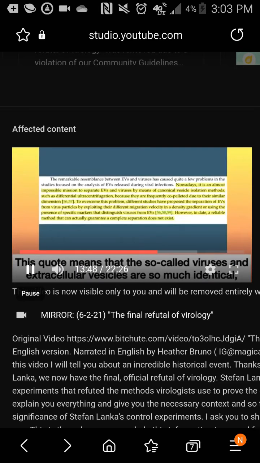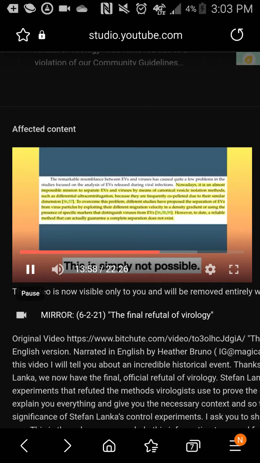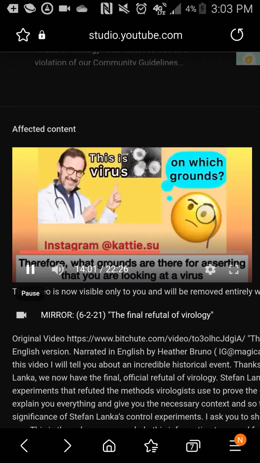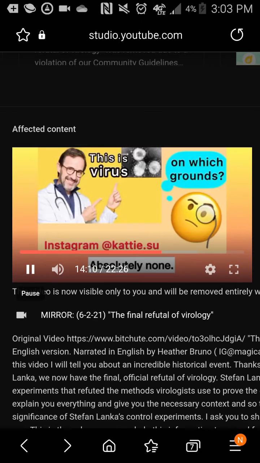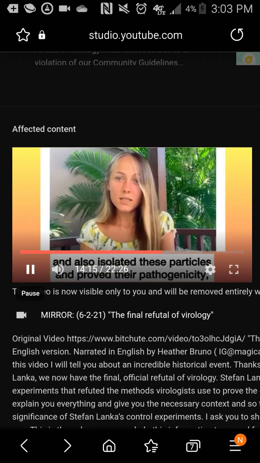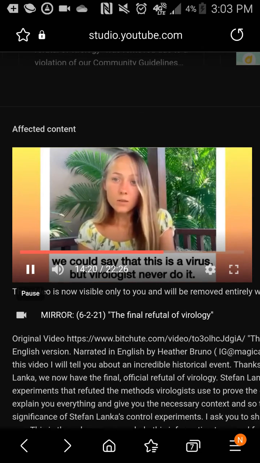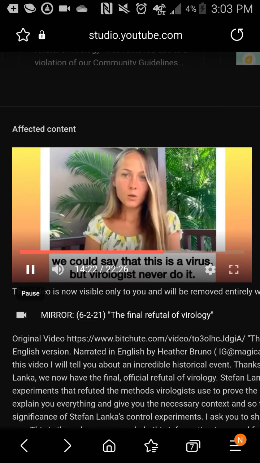This quote means that the so-called viruses and extracellular vesicles are so much identical that you cannot even distinguish or separate them from each other. This is simply not possible. Therefore, what grounds are there for asserting that you are looking at a virus and not an exosome or other cellular decay product after a cytopathic effect? Absolutely none. If you conducted control experiments and also isolated these particles and proved their pathogenicity, we could say that this is a virus, but virologists never do it.